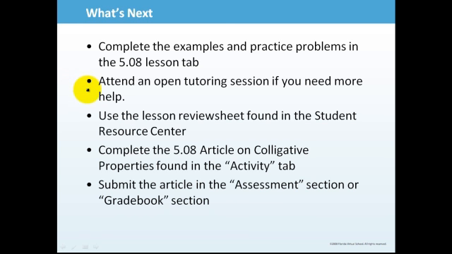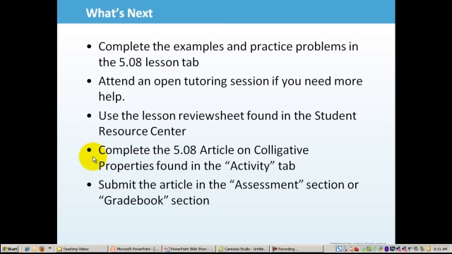There is a review sheet in the Student Resource Center that you can use. And for the assignment, you are going to be doing an article talking about colligative properties. Basically, you're going to have an introduction, a paragraph explaining the colligative property you choose, and then a third paragraph with an explanation of a real-world example for that property. And then, of course, you always want to have a conclusion at the end. Make sure you include a list of your citations and resources, and you are supposed to use MLA or APA format when you do that.